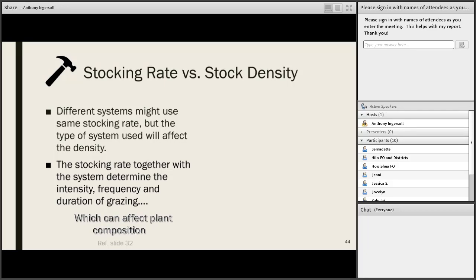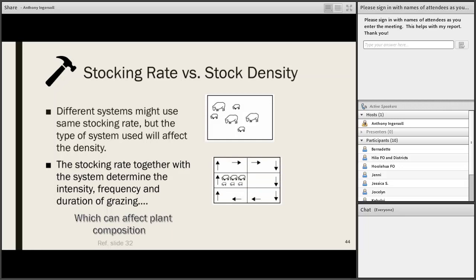All right, so like I said, different systems might use the same stocking rate, but it's going to affect the density. The stocking rate together with the system determine the intensity, the frequency, and the duration of grazing. So again, all of those things, like we talked about, all affect plant composition.